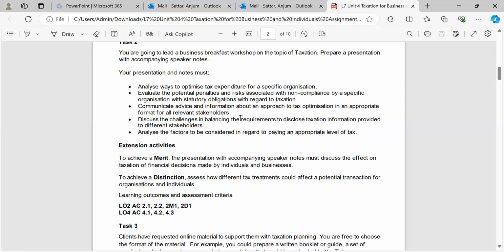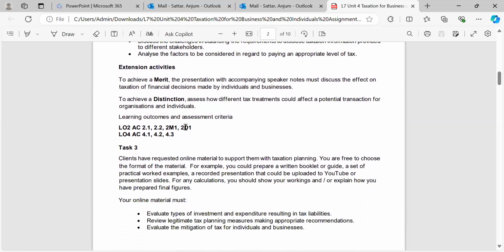So in lesson 4, we discussed different stakeholders like employees and the government, HMRC. We had a discussion on the factors to consider regarding paying the appropriate level of tax. Please use the lesson 2 PowerPoint slides and the lesson 4 PowerPoint slides. That will help you prepare for this task, which is task 2.